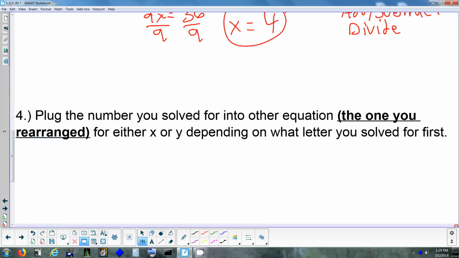So again, don't go back and plug it into the original one. Plug it into the one you rearranged, because the one you rearranged has the variable by itself. You just have to do the math on the right-hand side and you'll be done. All right? So is everybody, can I scroll back up? No. He's still solving with the original. All right, so let's go back up.